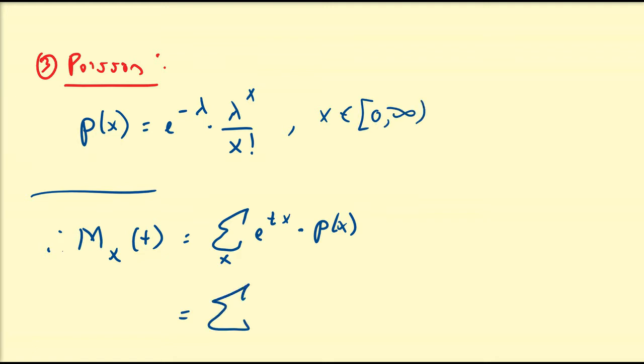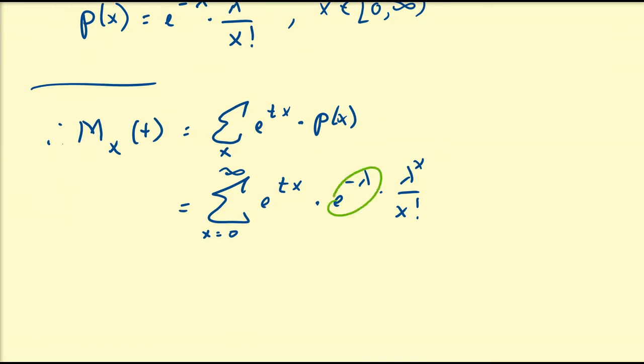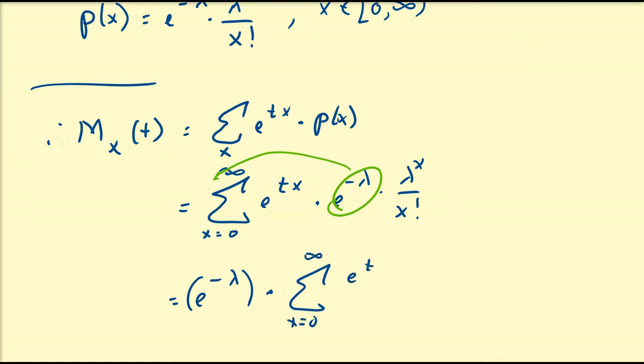So this is going to be a summation from x equals 0 to positive infinity of e to the tx times e to the minus lambda times lambda to the x, all divided by x factorial. Observe that e to the minus lambda is just a constant, so I can factor that out of the summation. So this is e to the minus lambda multiplied by the sum from x equals 0 to infinity of e to the tx times lambda to the x, all divided by x factorial.